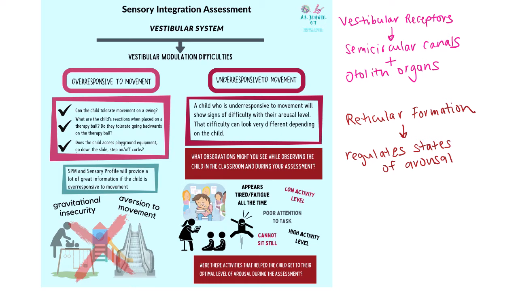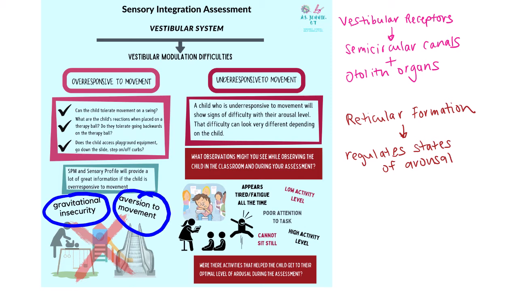But this is more about assessing the vestibular system. So the first part I'm going to go over is if a child is over-responsive to movement. These are the children that have gravitational insecurity, or just aversions to movement.